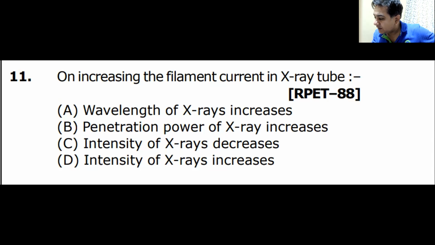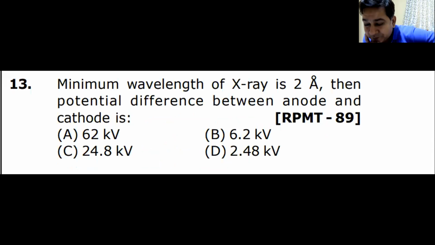Then, sir, this question will finish what we have done in today's class. The minimum wavelength, threshold wavelength of X-ray is 2 Armstrong units. Then what is the potential difference between the cathode and the anode? Can I have the answer quickly first? 62 kilovolt, 6.2 kilovolt, 24.8 kilovolt and 2.48 kilovolt. What is the answer?